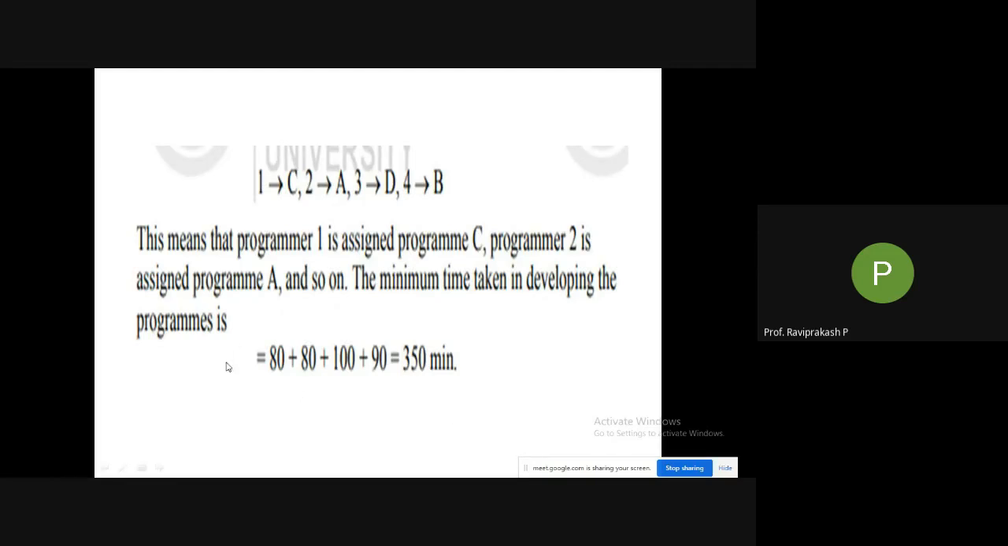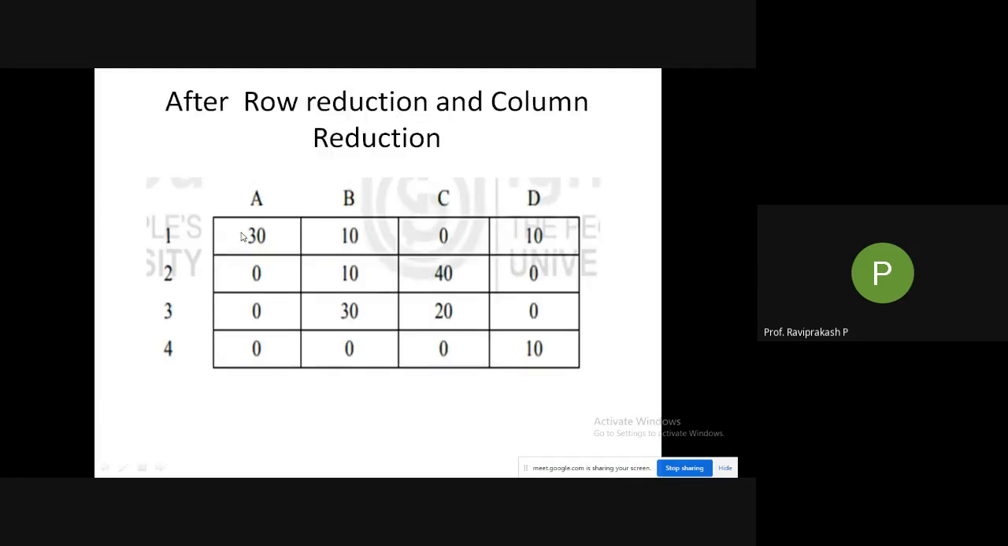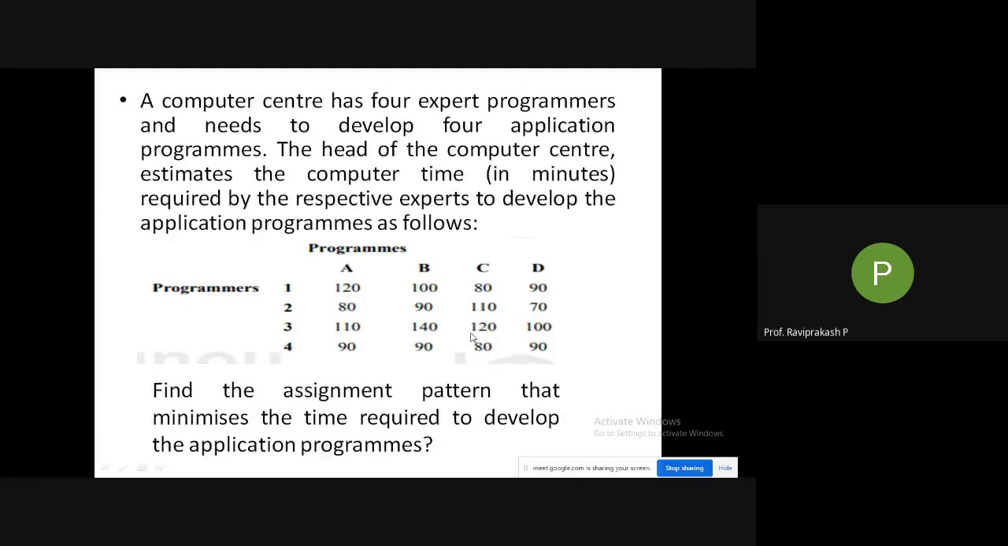So just check. It is 80 plus 80 plus 100 plus 90. It's not exactly 1C, 2A. So this is according to the columns. So we'll just look at it. See here like this. So this is the question. I know a few of you got stuck.